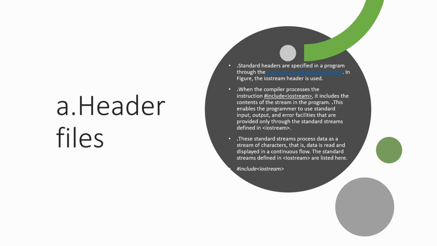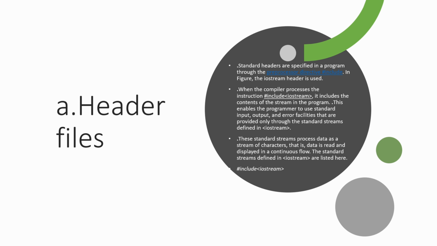Standard headers are specified in a program using the preprocessor directive. So we use this hash include. You might be wondering why we use it. Because that is how standard header files are specified in the program, through the preprocessor directive. In the figure, the iostream header file is used. So when the compiler processes the instruction hash include iostream, it includes the content of the stream in the program.